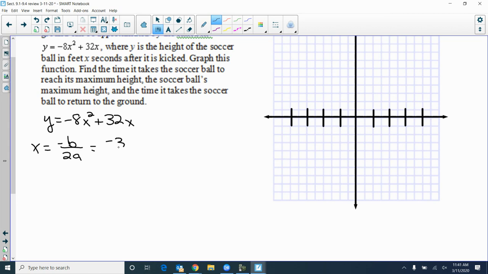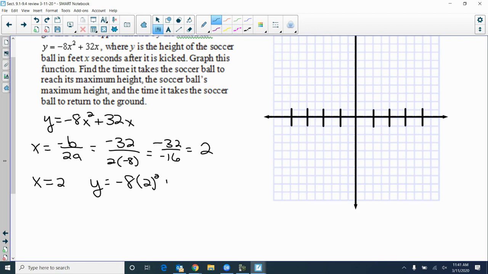All right, b is 32, so it's negative 32 over 2 times negative 8. I get negative 32 divided by negative 16. I got positive 2. Plug that in to negative 8 times 2 squared plus 32 times 2.